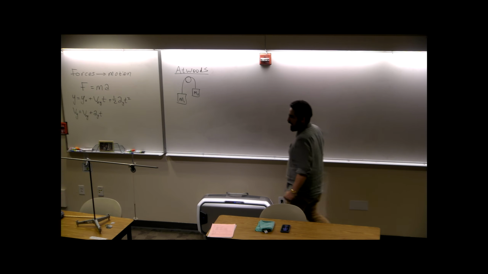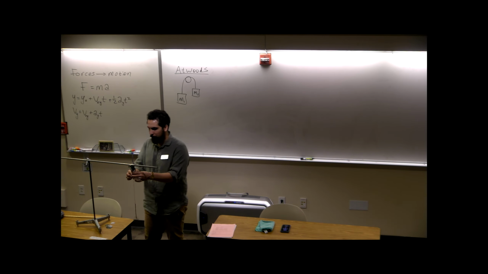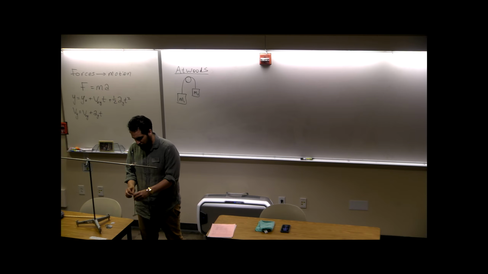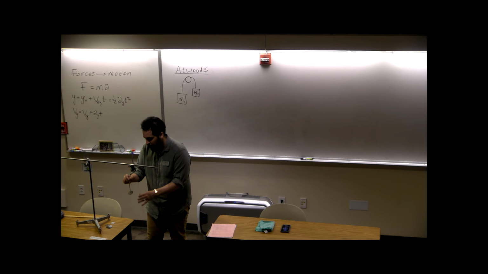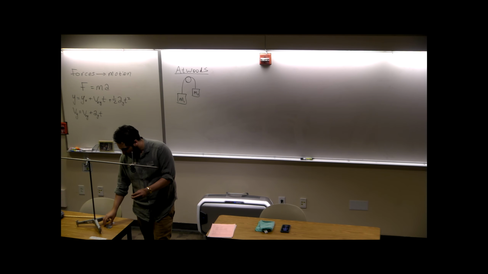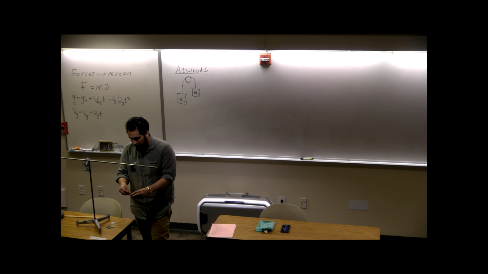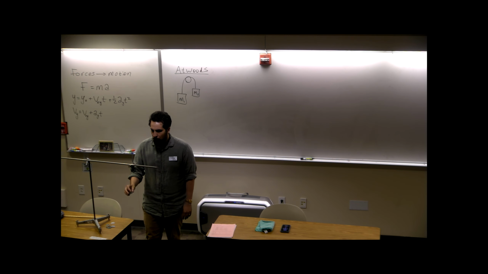We understand, to some degree, how an Atwood's device behaves just through intuition. For example, oh gosh, they got all tangled up. There we go. For example, if I had more mass on one side, so I put more mass on the left side, well, what do we expect to happen?